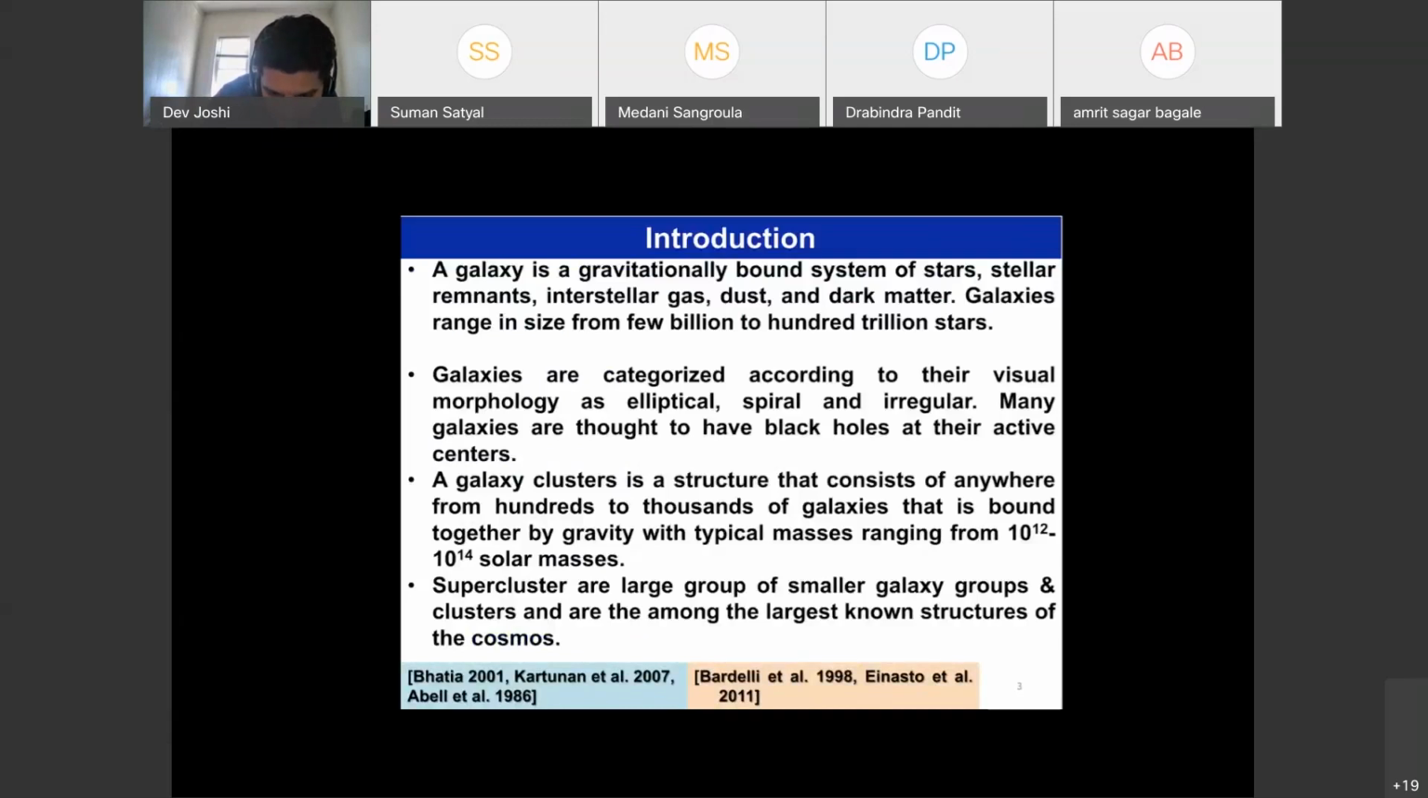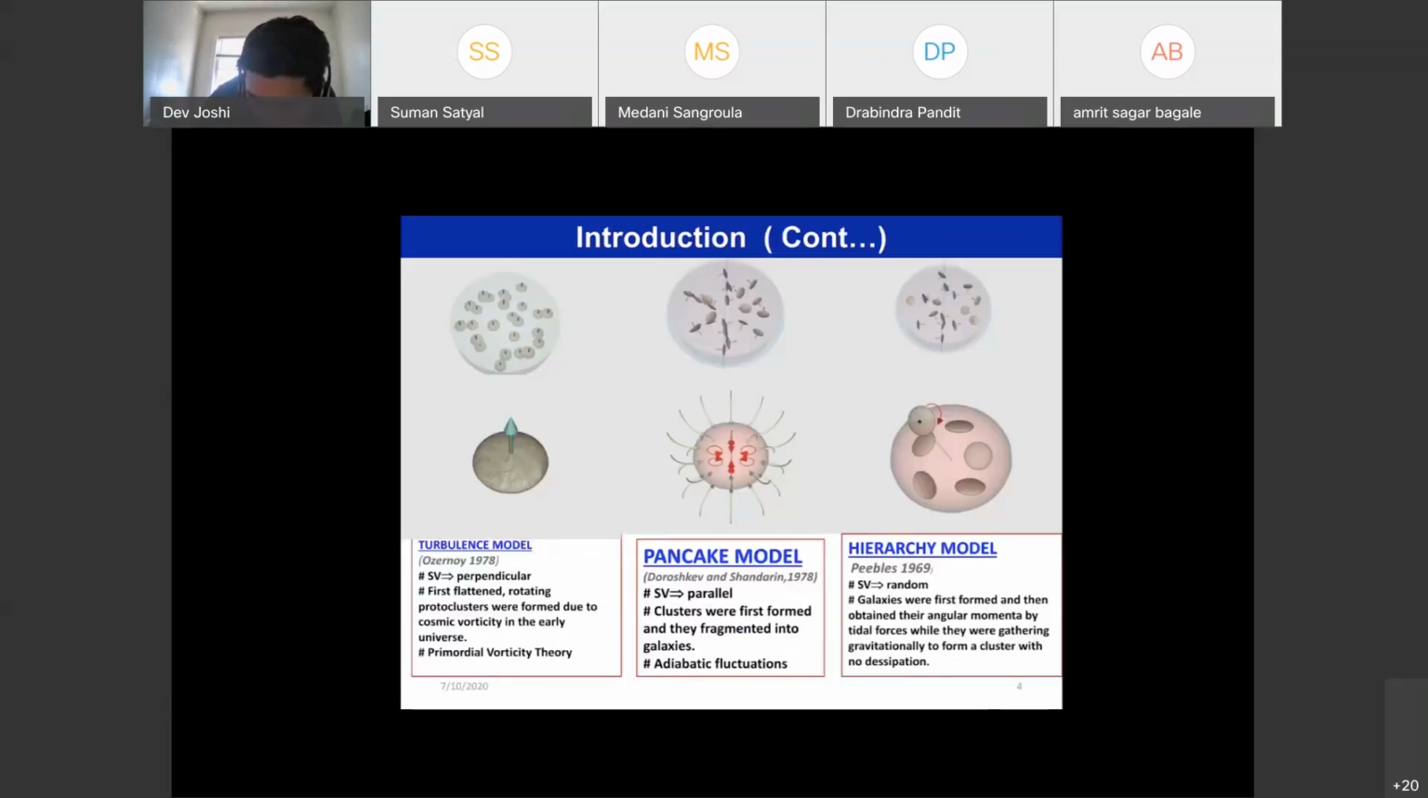A galaxy cluster is a structure that consists of anywhere from hundreds to thousands of galaxies that are bound together by gravity, with typical masses ranging from 10^12 to 10^14 solar masses. Superclusters are large groups of smaller galaxy groups and are among the largest known structures of the cosmos. There are three galaxy evolution models: turbulence model, pancake model, hierarchy model.